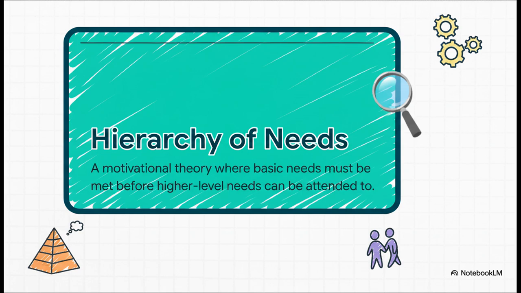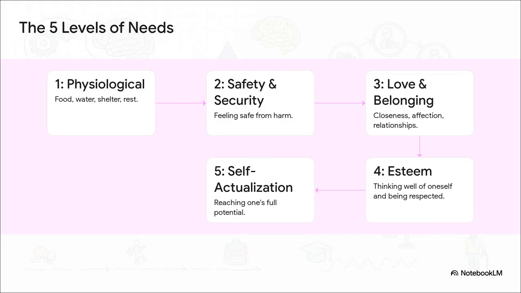Maslow said our motivations are structured like a pyramid. You have to build a solid foundation before you can even think about adding the next layer. I mean, you can't really worry about your life's purpose if you're starving or don't have a safe place to sleep, right? You have to climb this ladder of needs, starting from the very bottom. So let's walk up this pyramid together.